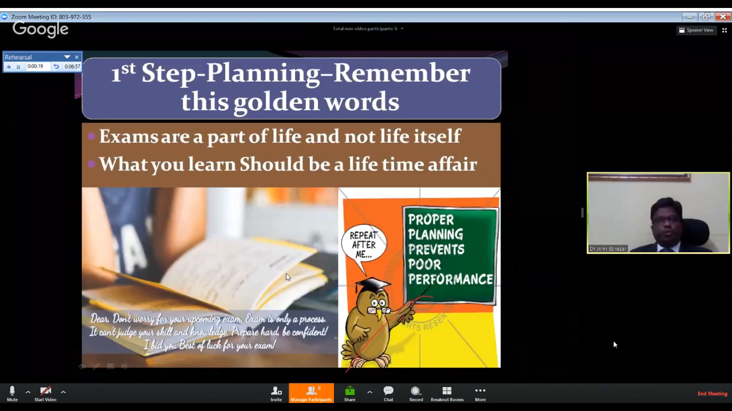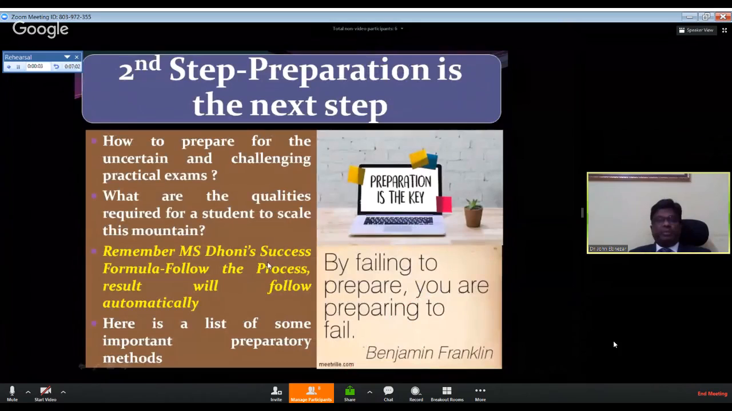The second step is preparation. How to prepare for the uncertain and challenging practical exams? What are the qualities required for a student to scale this mountain? Remember MS Dhoni's success formula. He says, follow the process, and the result will follow automatically. You always try to focus on the result and forget the process, and that is why most of them come a cropper.